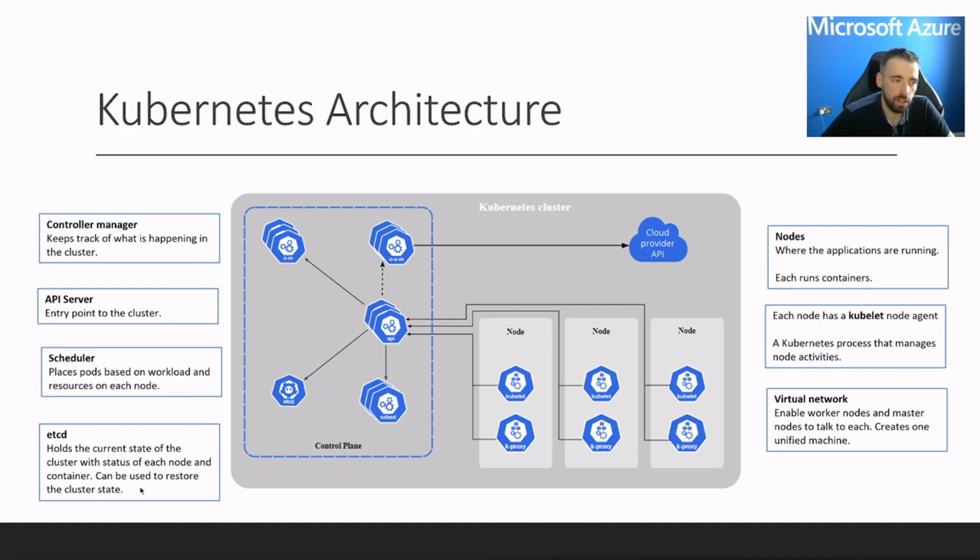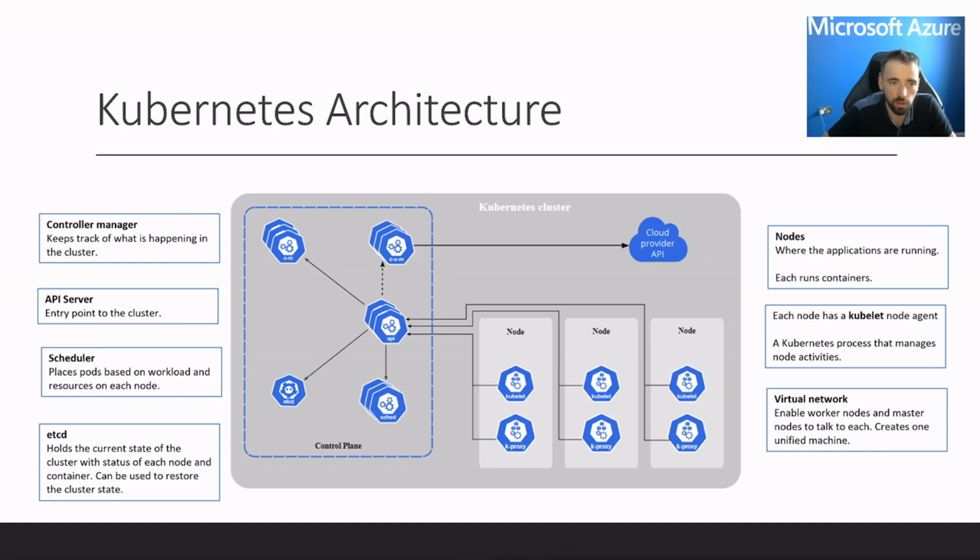We've then got etcd, and this holds the current state of the cluster with the status of each node and container. And if the cluster has an issue, we could potentially use this to restore the state of the cluster at a later date. We then have nodes, and this is where the applications are running.